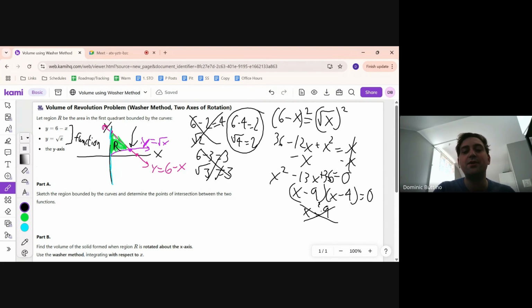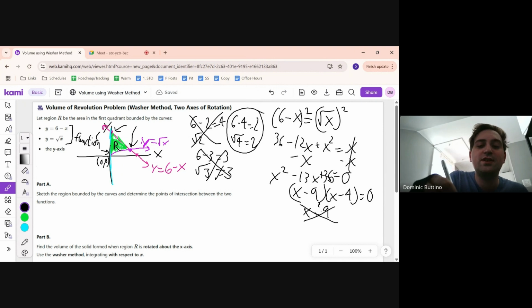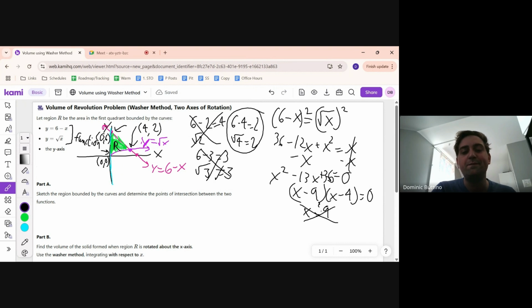So 4 is the one we care about, and we also care about the y-axis. We don't really need to worry about that coordinate yet, but we do know them. It's 0, 0, and there's a y-intercept of 6 because that's where it crosses the y-axis. So that is going to be 0, 6. It's always a good idea in your sketch to label all the points that are intersection points, so you know what you're working with. And this one we said was 4, and plugging it into either function should give the same thing. Yes, it is 2. Okay, that's what we have to work with.